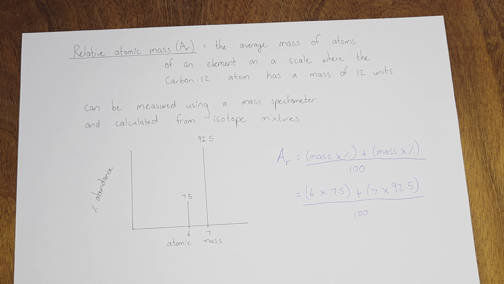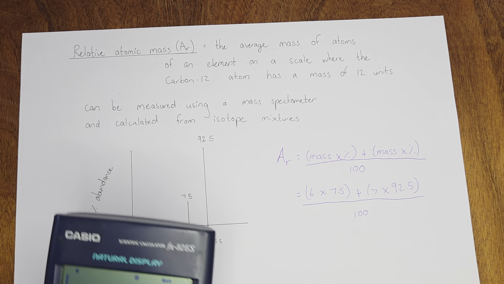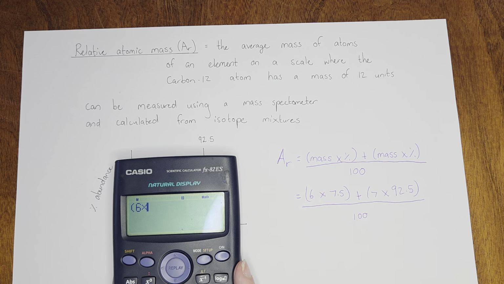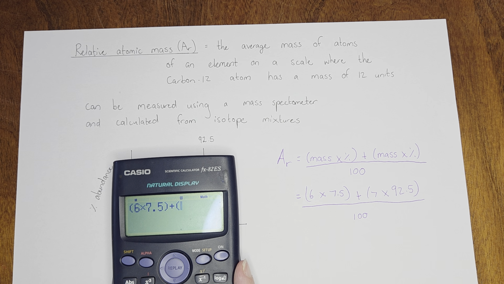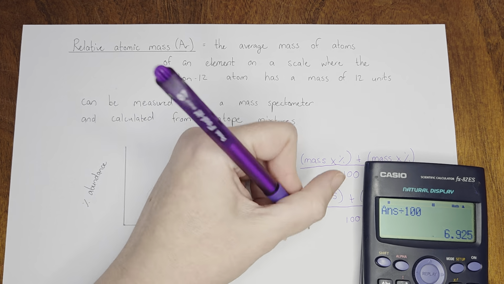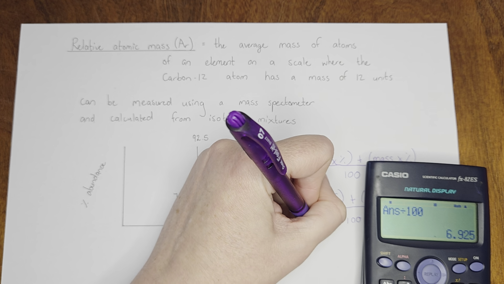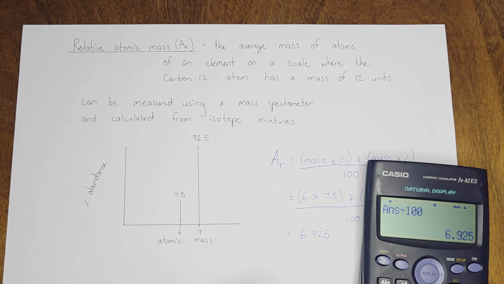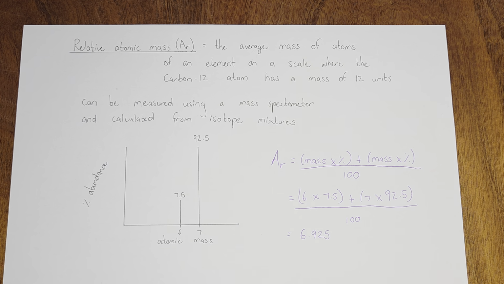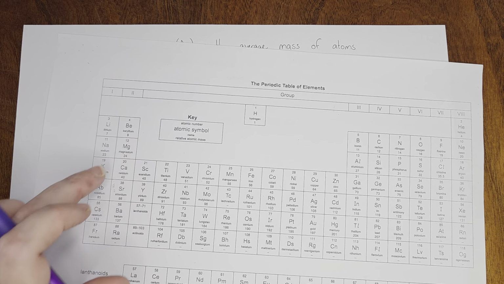So if you type that into your calculator to get your answer, so you have 6 times 7.5 plus 7 times 92.5, and then I divide that by 100, I end up with a final answer of 6.925 as my atomic mass for this element. So that would be the masses that you see on those periodic tables.